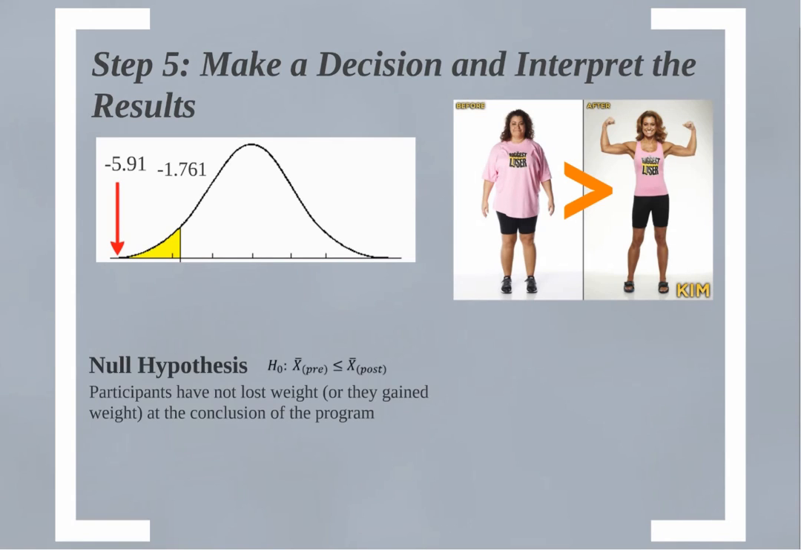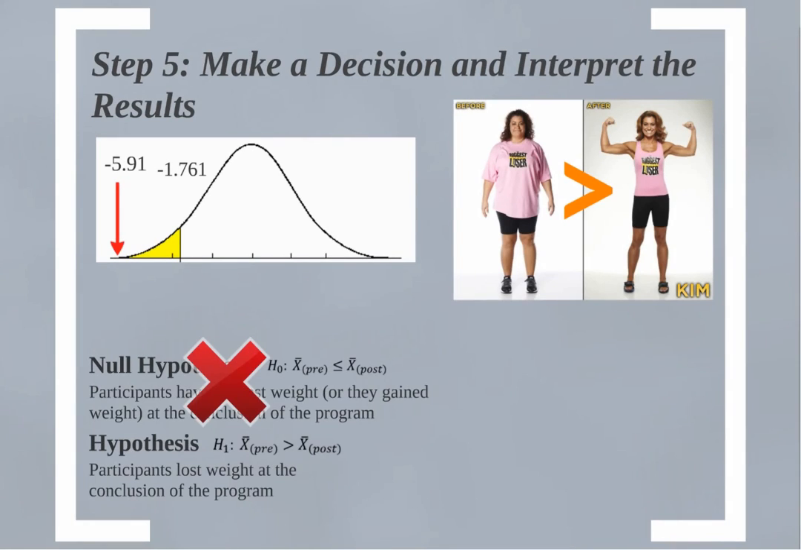And so we have our null hypothesis here, right? Participants have not lost weight, versus our research hypothesis, participants lost weight. And we can effectively reject the null hypothesis, right? We're 95% confident that this result didn't occur simply by chance, right?